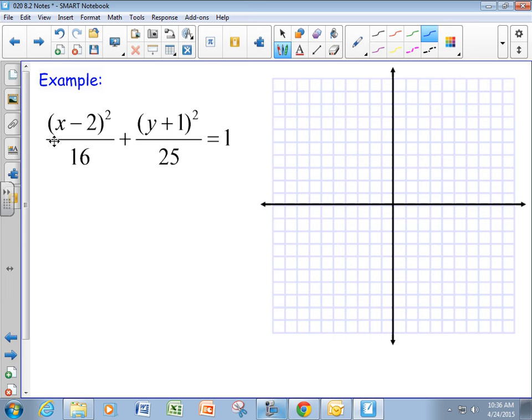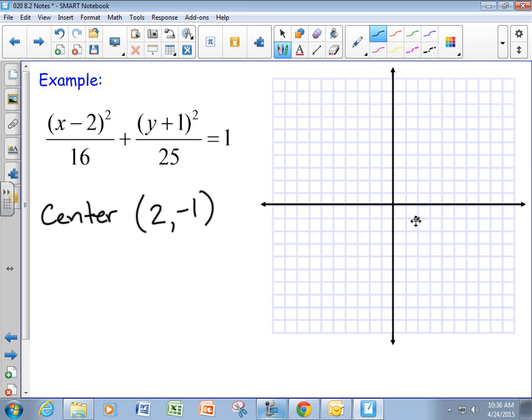To start with, I'm going to see where my center of the ellipse is located, which is at the ordered pair (2, -1). So I'm going to go to the center and plot a point, because this is going to be where I measure everything off of.